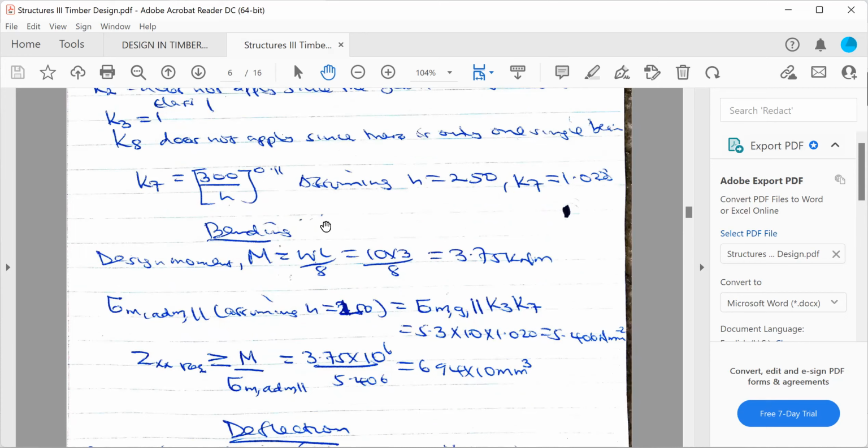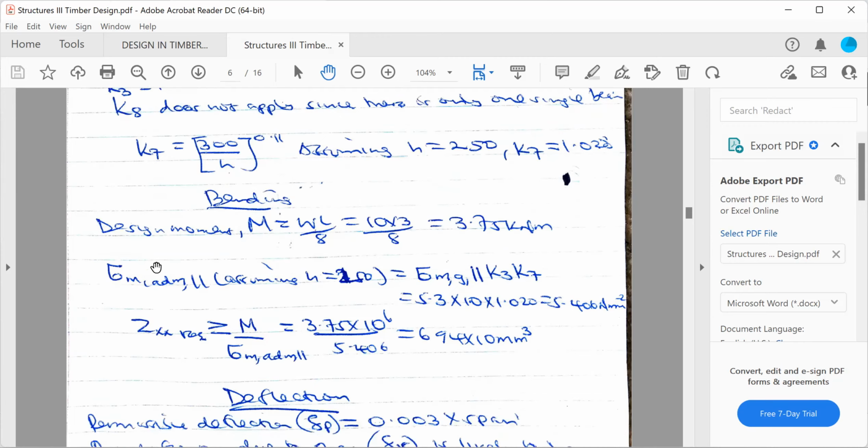We know that for uniformly distributed load, moment is WL squared over 8. But in our case here, W is in kilonewton, not kilonewton per meter. So because it's in kilonewton, we only have WL, so this is capital WL over 8. But if it's a small w, meaning kilonewton per meter, then we use wL squared over 8. So I replace W with 10 kilonewton, multiply by 3, which is the effective span, 3 meter, divided by 8, and I get 3.75 kilonewton meter. This is our design moment.